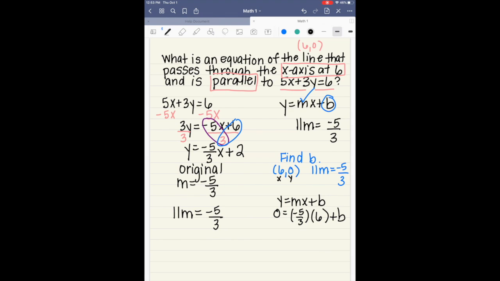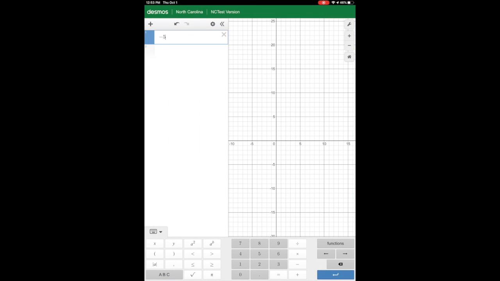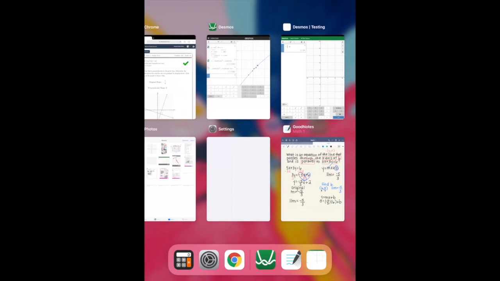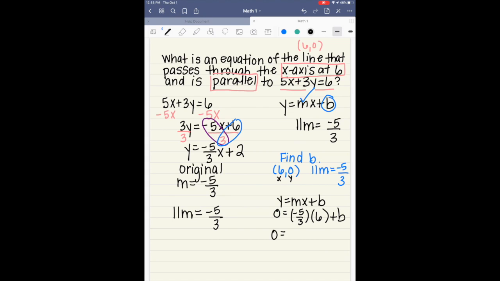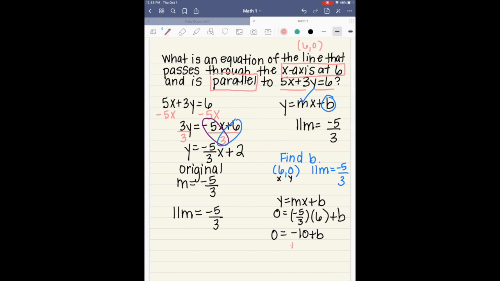So that's going to be negative 5 times 6 is negative 30. Negative 30 divided by 3 is going to be negative 10. But again, you can go put it in decimals. So we have negative 5 divided by 3 times 6. Again, we get negative 10 there. So we have 0 equals negative 10 plus b. And we just need to finish solving for b in order to get that final piece. So add 10. And b equals positive 10.